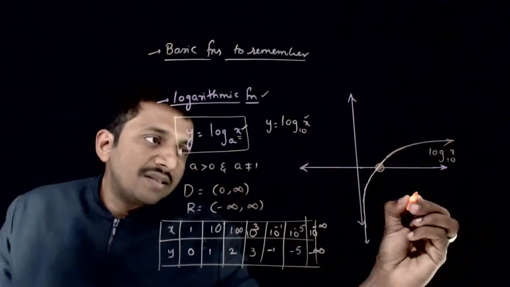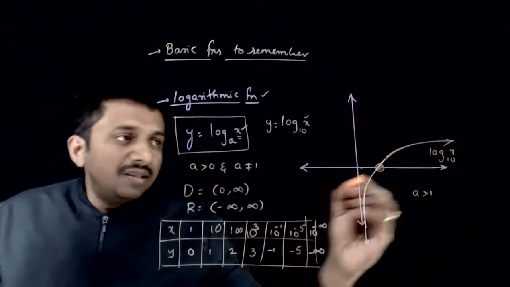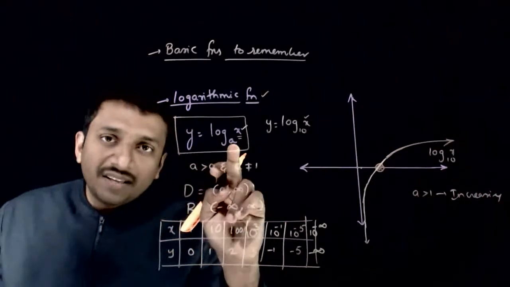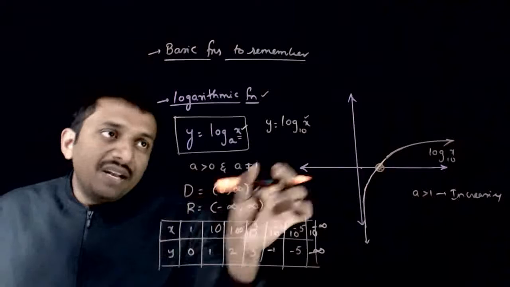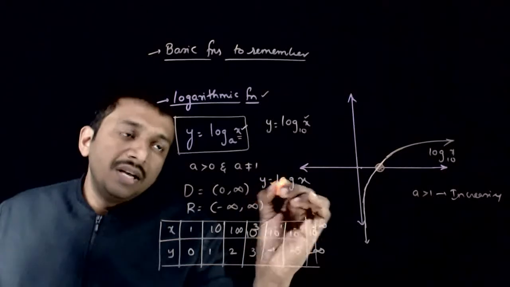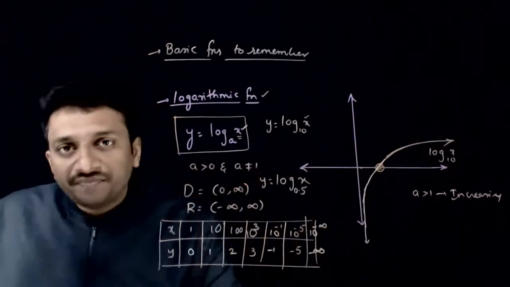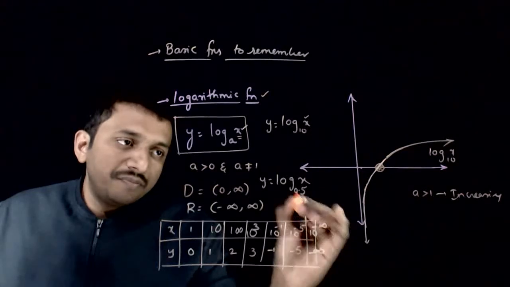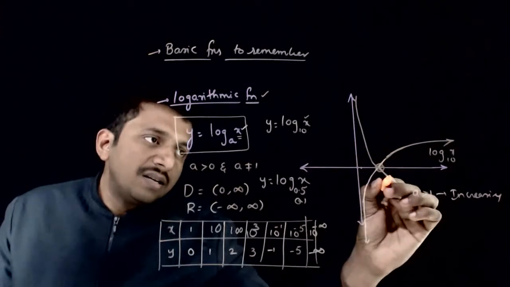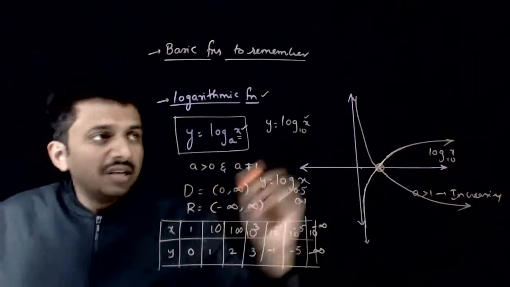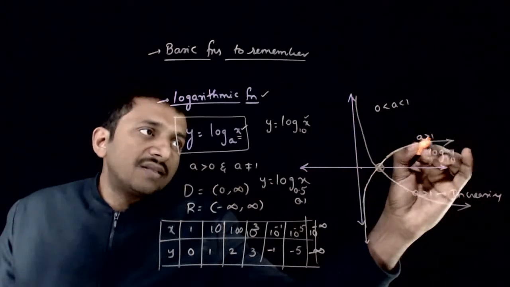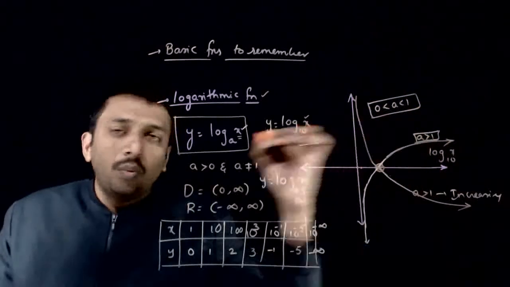So as long as the base is greater than 1, the graph is an increasing graph. Similarly, if the base is between 0 and 1, if you draw the graph of log x to the base 0.5 or so, or 0.1 or so, you get a decreasing curve. So the curve looks something like this. This is if 0 is less than a less than 1, and this is if a is greater than 1.